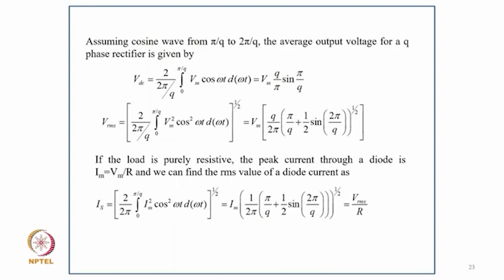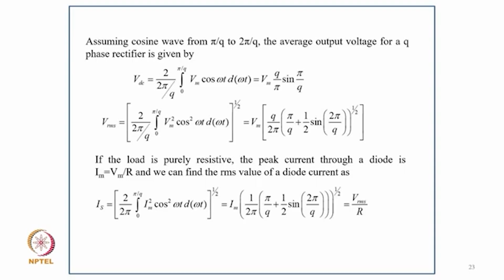So coming to assuming a cosine wave from pi by 2 to pi by q, the average voltage for a q-phase rectifier, a q-pulse rectifier, is VDC equal to q upon 2 pi, integral 0 to pi by q, Vm cos omega t d omega t, equal to Vm q upon pi sin pi upon q, and Vrms equal to under root of 2 upon 2 pi by q, integral 0 to pi by q, Vm square cos square omega t d omega t, to power half, and that is equal to Vm times q upon 2 pi, under root of pi by q plus half sin 2 pi by q.